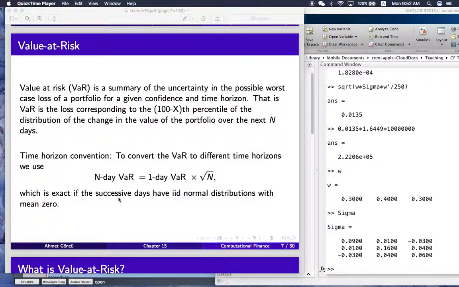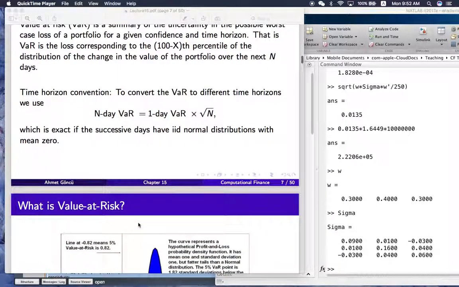Obviously, this is a strong assumption and this might not be valid for your data, but you can still convert for the short term. Let's say if you are converting 1 day to 5 days or 10 days, you can use this conversion formula, although it's not going to be perfect.